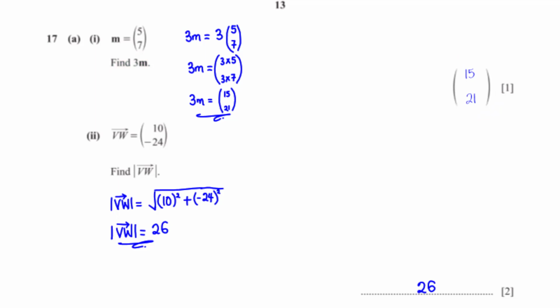The vector VW equals (10, negative 24). Find the magnitude of the vector VW. So to find the magnitude of vector VW, that is equal to the square root of 10 squared plus negative 24 squared. And when we type this into the calculator, we get 26.